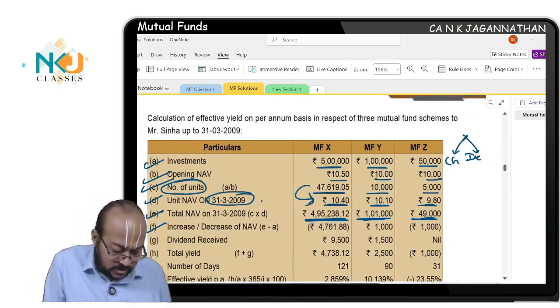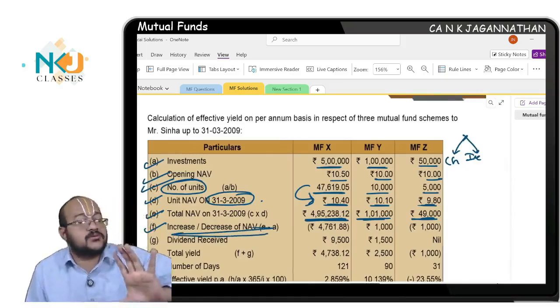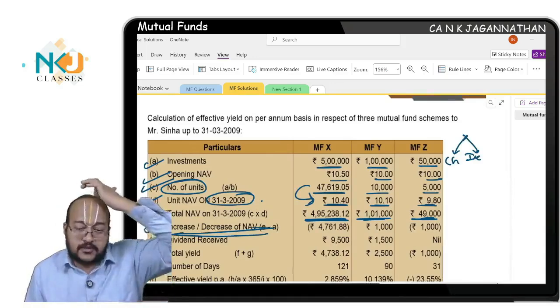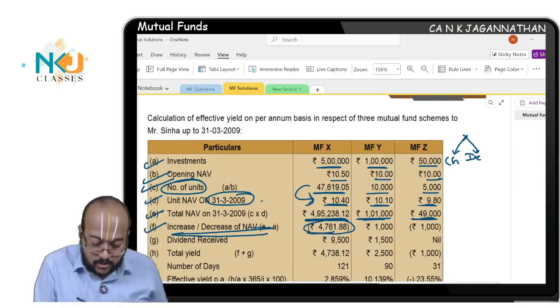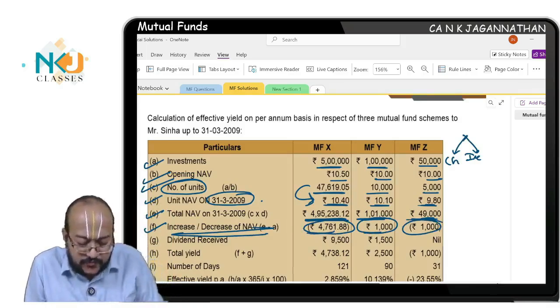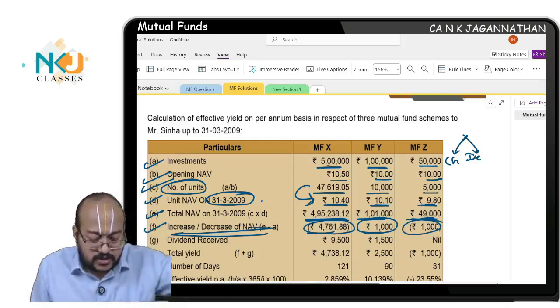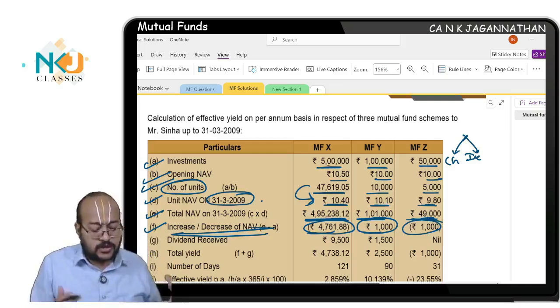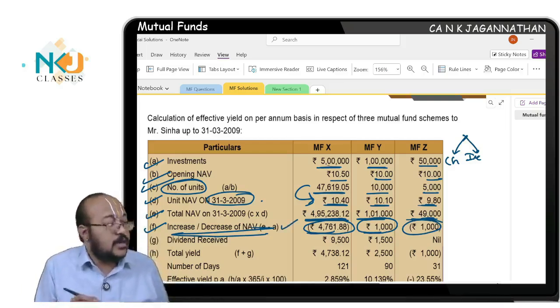Yes. Can you see this here? Increase or decrease of NAV is nothing but change in NAV, which means change in the value, capital gain or loss. Here in this case, it is capital loss. For a mutual fund, why is it capital gain? For this, it is loss. Very simple. If you invested 50,000 and it became 49,000, 1,000 is the loss. If you invested 1 lakh and it became 1 lakh 1,000, 1,000 is the gain. If you invested 5 lakh rupees and it became 4,95,238, 4,761 is the loss. But this is an unrealized capital gain.